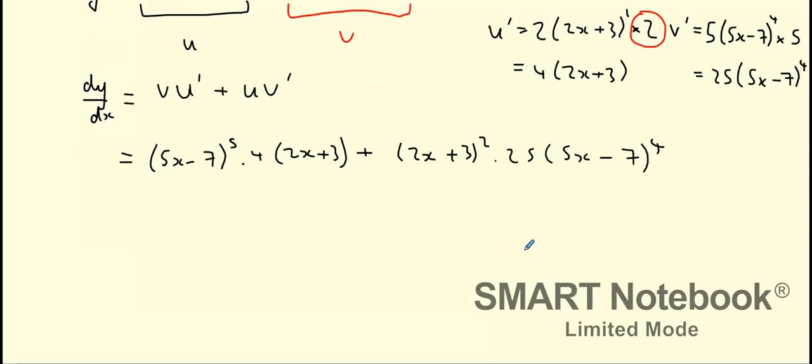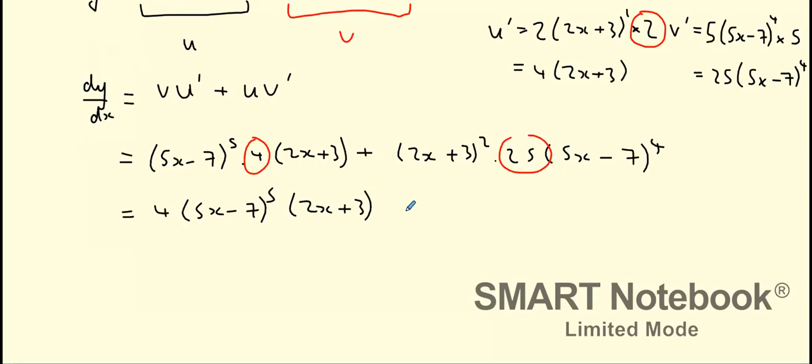So now, the easiest thing to do is to take the number coefficient things to the front. So I can write this as 5x minus 7 to the power of 5, 2x plus 3, plus 25, 5x minus 7 to the power of 4, 2x plus 3 squared. Now generally, questions like this, they might ask you to put it in fully factorized form.